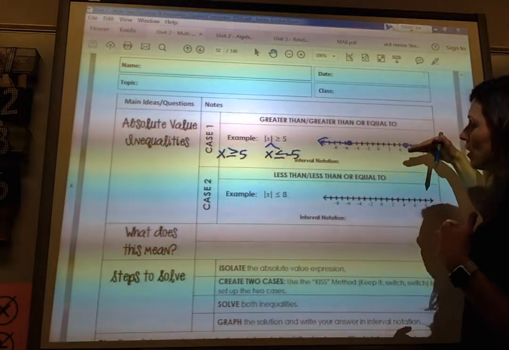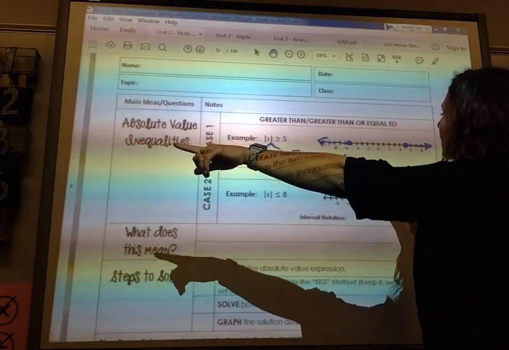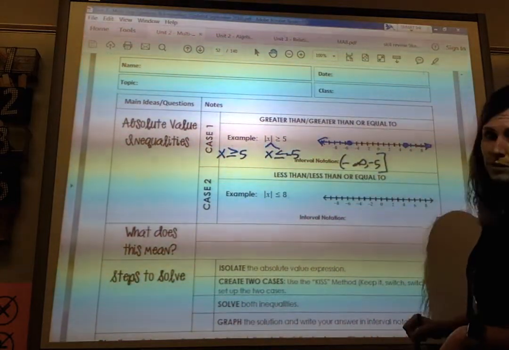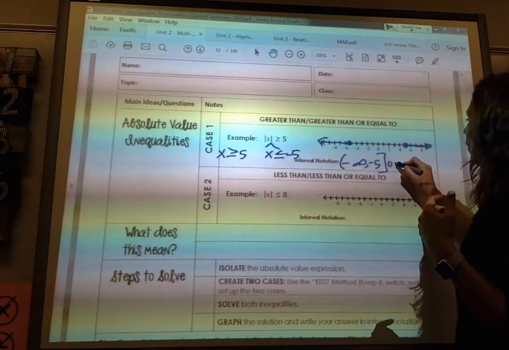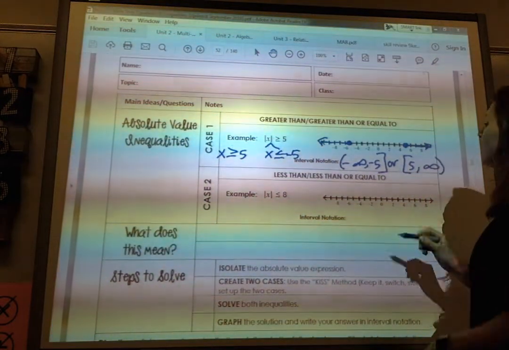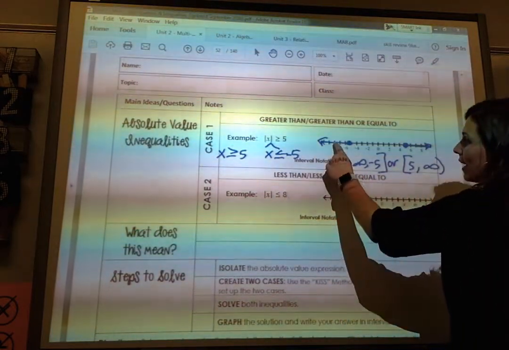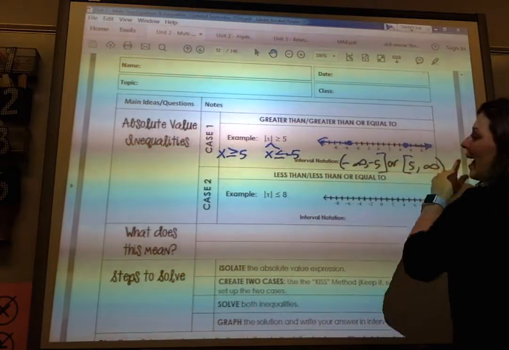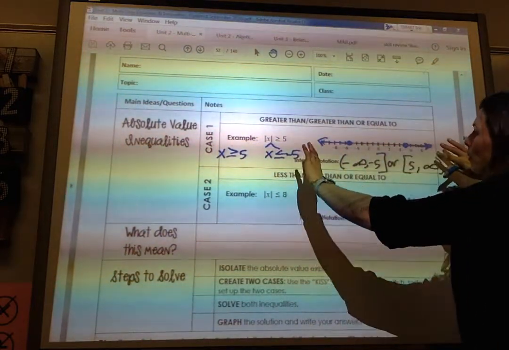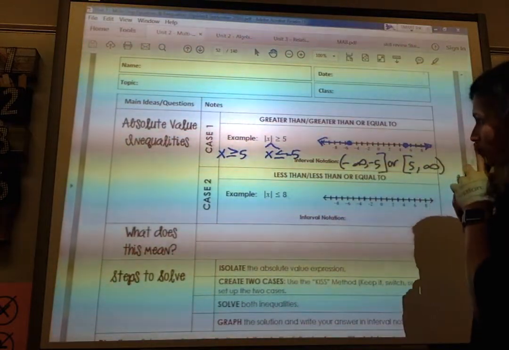So interval notation is very similar to what we did last week. If I start over here, it goes from negative infinity to negative 5, and I block it out, or I have 5 to infinity. This is an or statement because the solution can be negative 8 or it can be 8. It can't be the same. So I have two separate equations. That's why it is an or statement. So that's case 1.